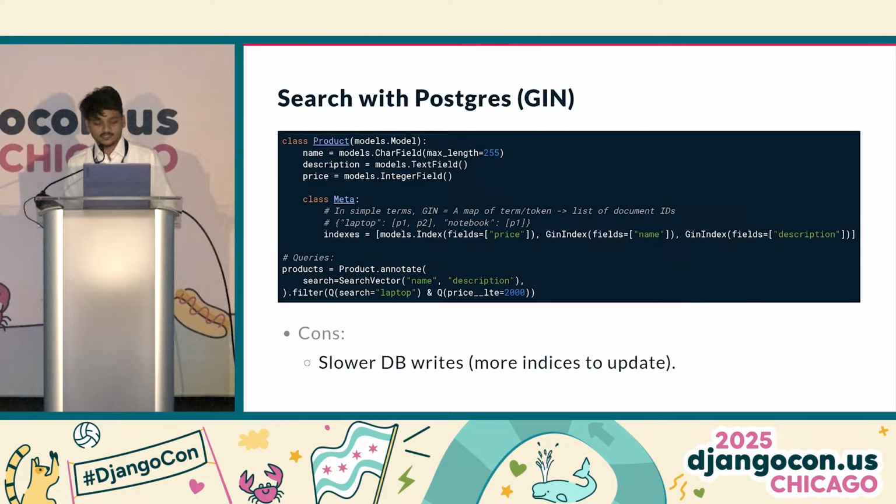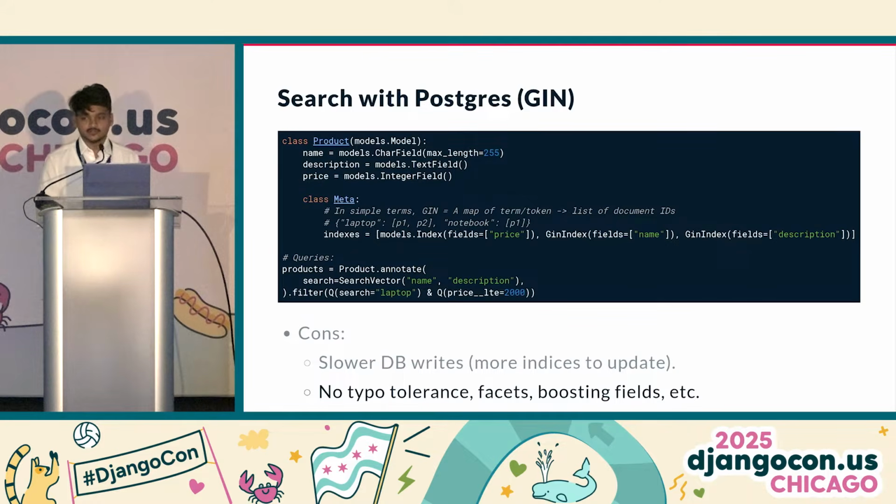again has some cons. The first con is that it increases the write latency because you have more indices to update, right? And then it does not have any typo tolerance, facets, or boosting of the fields. For example, facets are what you see whenever you go on Amazon. You see on the side categories for brands and all that stuff, like filters. And boosting the fields means, for example, you want to prioritize whenever there's a title match over a description match. So all that customization is just not here. So you will have to either re-implement it on your own or use something which is more dedicated.